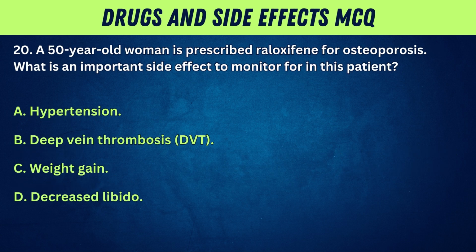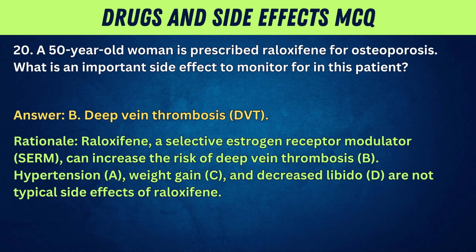20. A 50-year-old woman is prescribed raloxifene for osteoporosis. What is an important side effect to monitor for in this patient? A. Hypertension. B. Deep vein thrombosis, DVT. C. Weight gain. D. Decreased libido. Answer: B. Deep vein thrombosis, DVT. Rationale: raloxifene, a selective estrogen receptor modulator, SERM, can increase the risk of deep vein thrombosis, B. Hypertension, A, weight gain, C, and decreased libido, D, are not typical side effects of raloxifene.